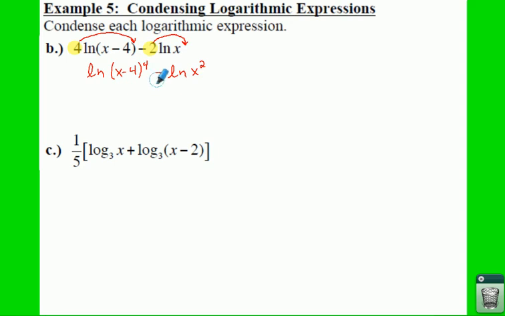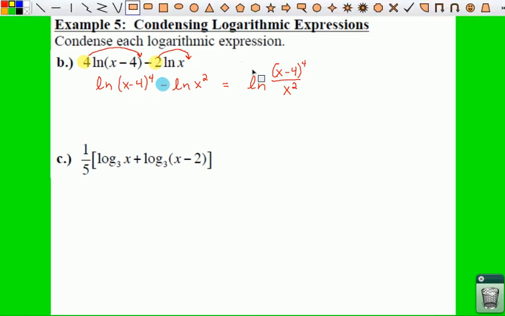Now in this case we have a minus sign. So remember, subtraction means you need to divide. So we're going to write this as just one natural log of x minus 4 to the 4th power all over x squared. And you cannot cancel the squares because this is not an x to the 4th. So this is your final solution.